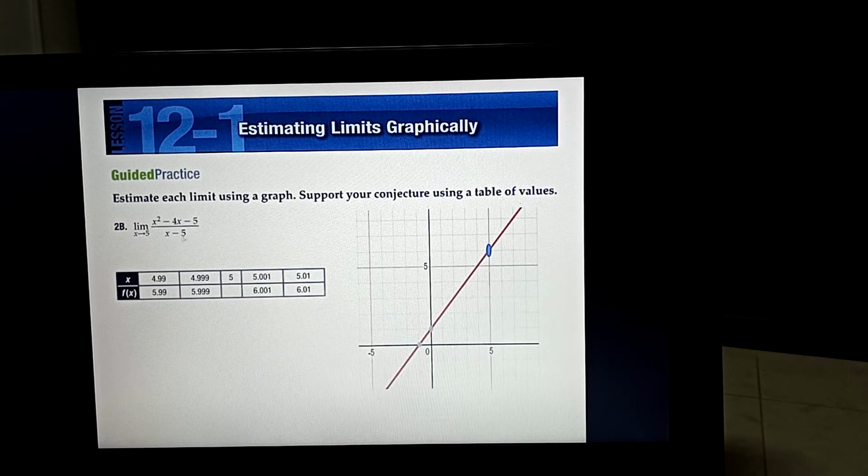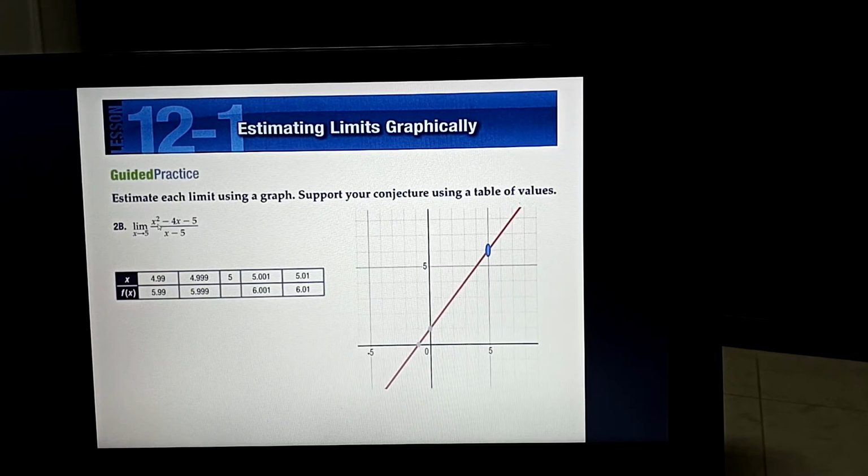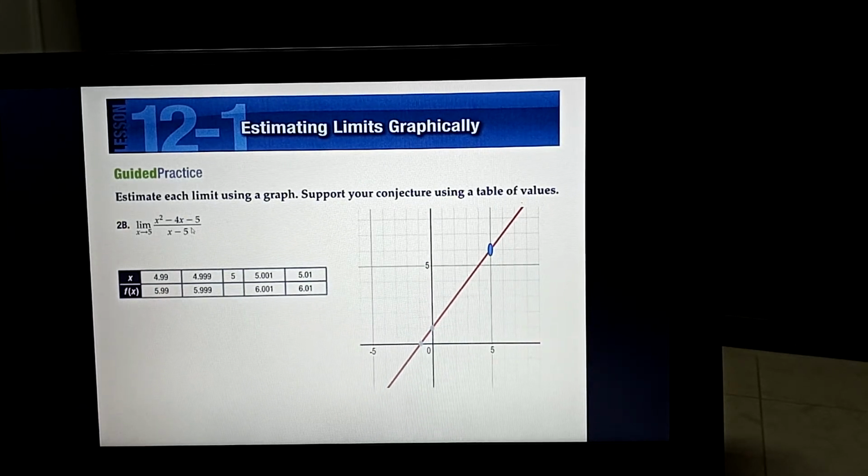In the same way, 2b, x squared minus 4x minus 5 over x minus 5, we can rewrite this function as x minus 5 times x plus 1 over x minus 5. So we can simplify x minus 5 with x minus 5. The answer will be what? The limit of x plus 1. x plus 1 is a line that passes through the y-intercept 0, 1, and its slope is 1. 1 step up, 1 step right.